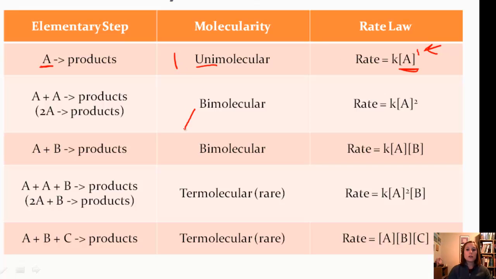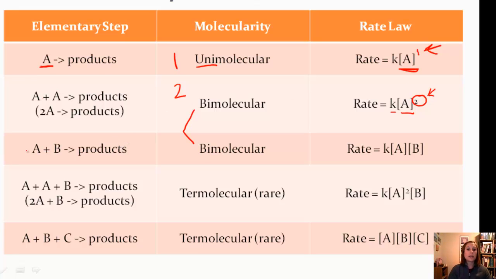Okay, we've got two types of bimolecular. So bi meaning two. First, we've got two of the same species combining together. So we have 2A producing products. So our rate is equal to rate constant times the concentration of A to the second power. So because we have two of them, this is second order.